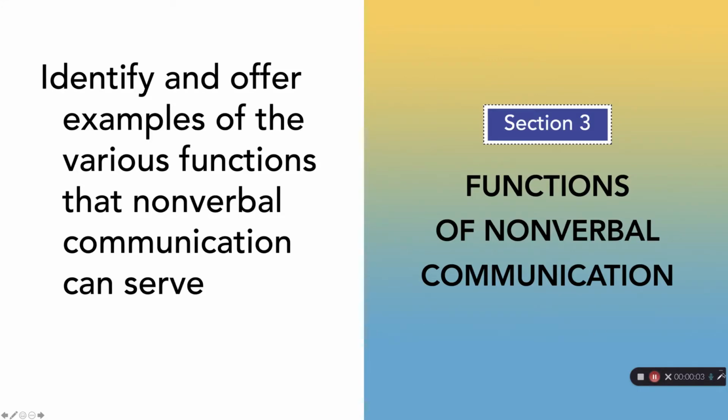All right, so we're going to look at section 3 of this chapter. Remember, we just looked at the characteristics of nonverbal communication, and I'm thinking primarily about the one that says nonverbal communication is ambiguous. We don't always know what people mean by what they're doing. But what we're going to look at now are the functions of nonverbal communication, which is like, why do we do the things we do in nonverbal communication?